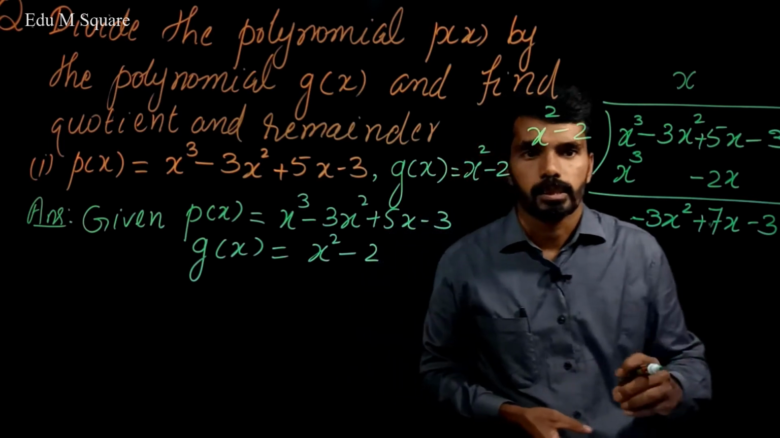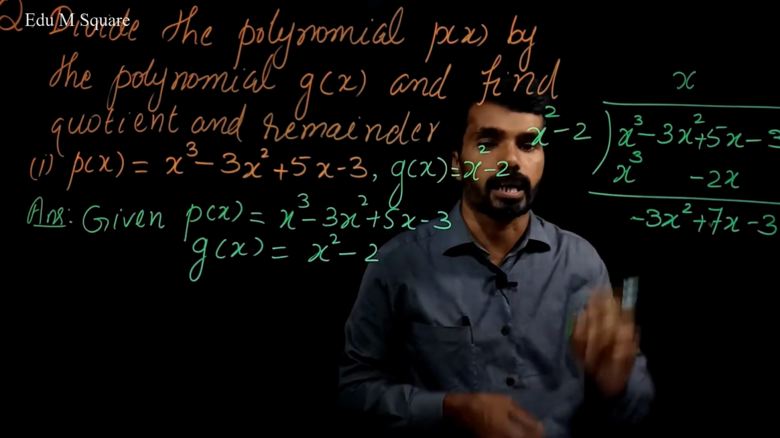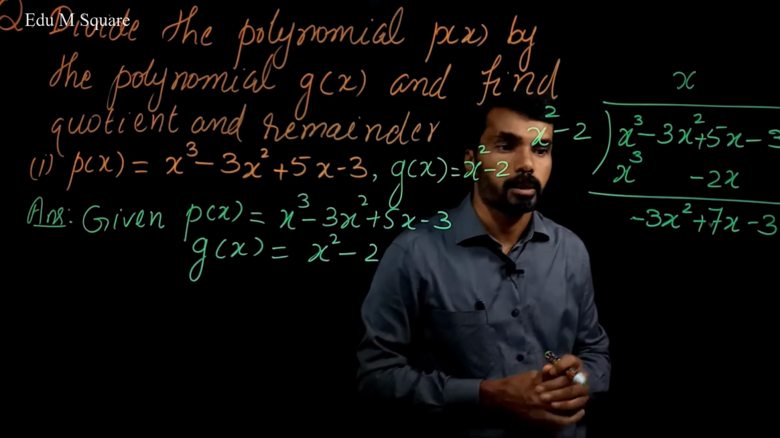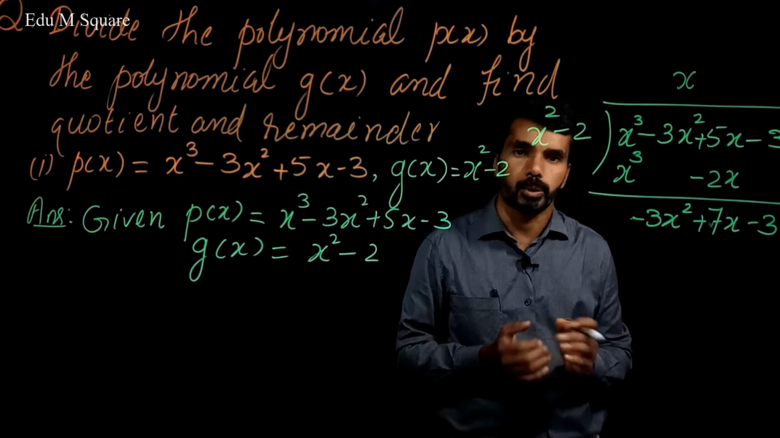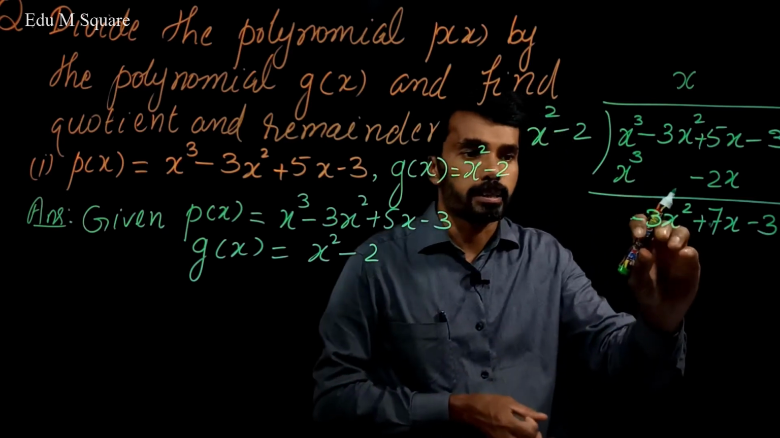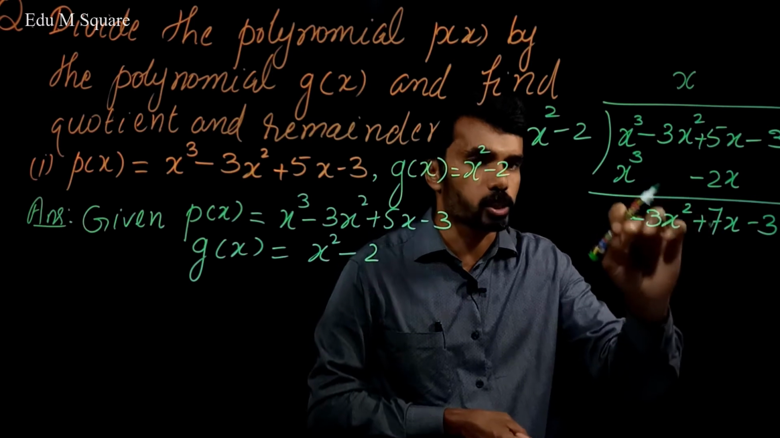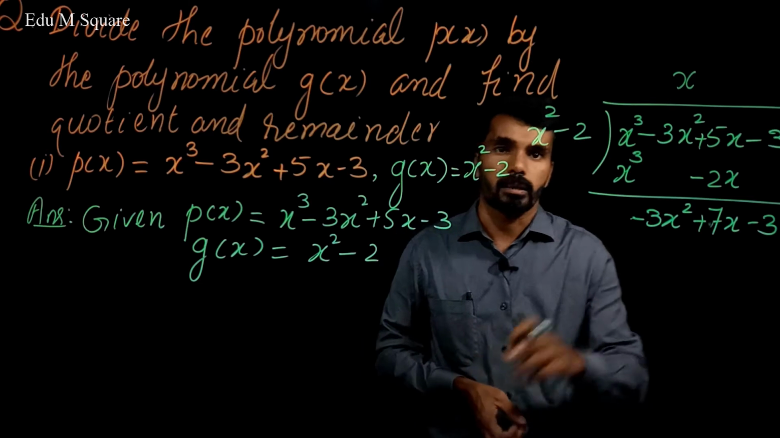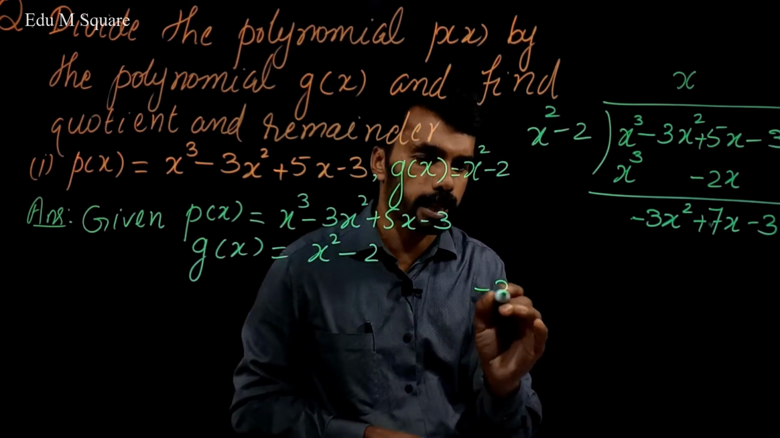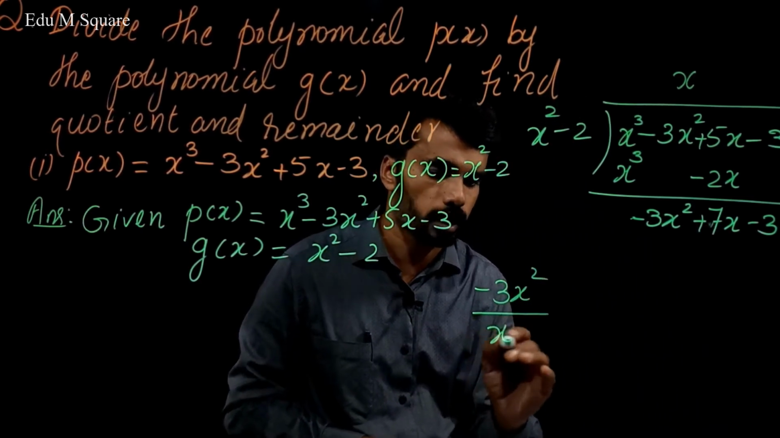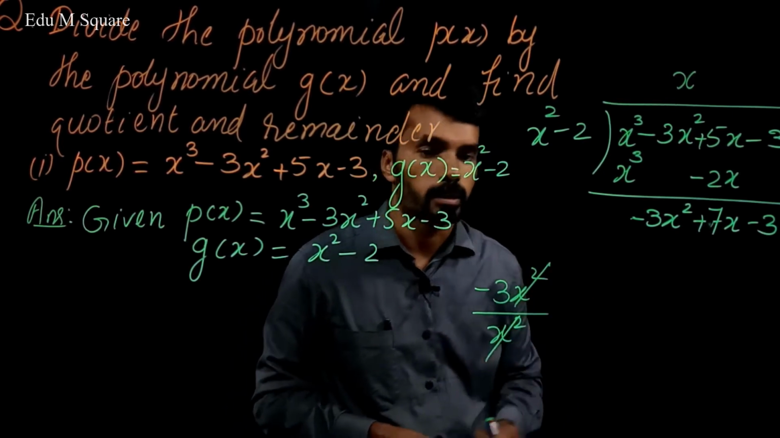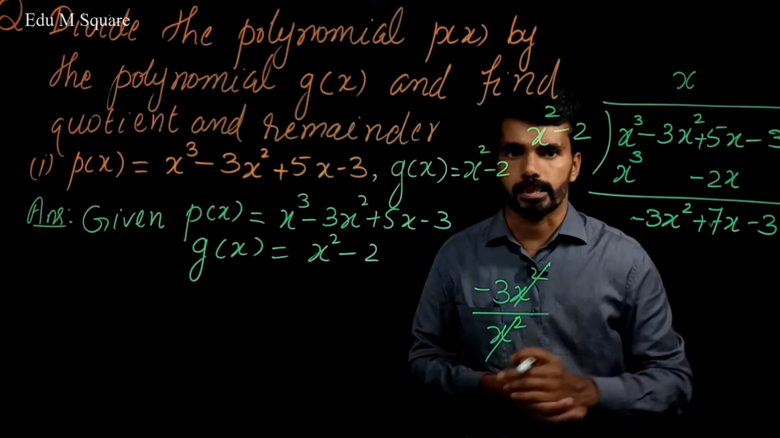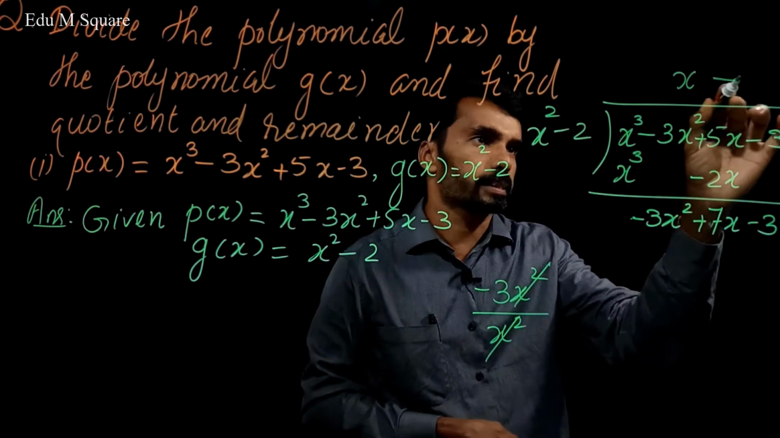For that, we take this remainder as the new dividend. We take this minus 3x square plus 7x minus 3 as the new dividend. Now we divide again the first term of this new dividend by the first term of this divisor. So minus 3x square divided by x square. What is minus 3x square divided by x square? Here x square is a common factor in numerator and denominator, so let us cancel it out. So there remains now minus 3 only.